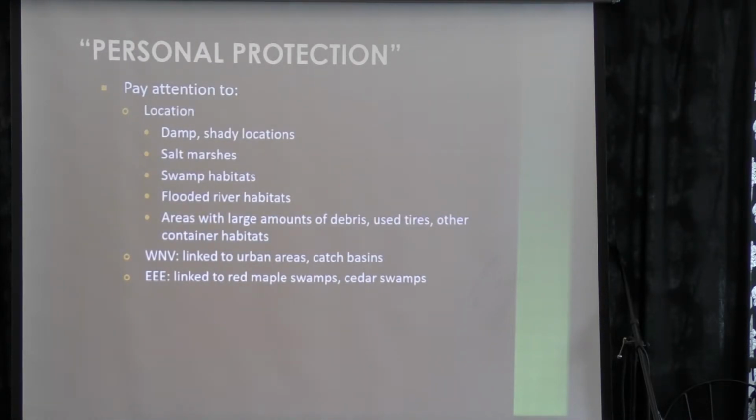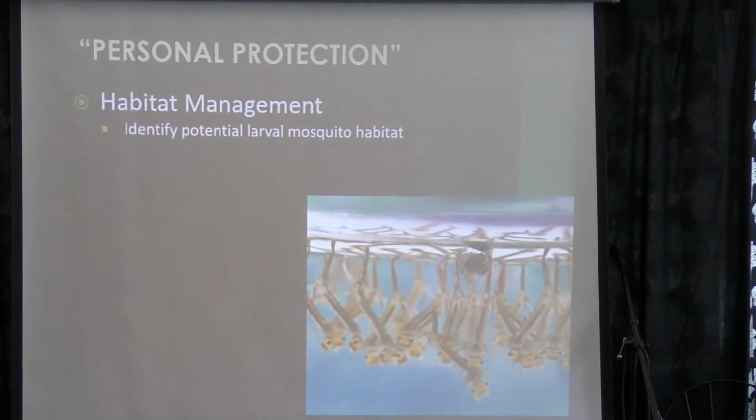Again, damp, shady locations. You probably know this. You're out in the woods, you're in a shady area, it's kind of moist, there's a lot of leaf litter. All of a sudden, mosquitoes are coming out and they want to bite you. And just another reminder, I talked about this before, but West Nile virus tends to be more common in urban areas because the mosquitoes that carry it are living in catch basins, whereas Triple E has been linked to cedar swamps and red maple swamps that have those crypts under the trees that get filled with stagnant water.